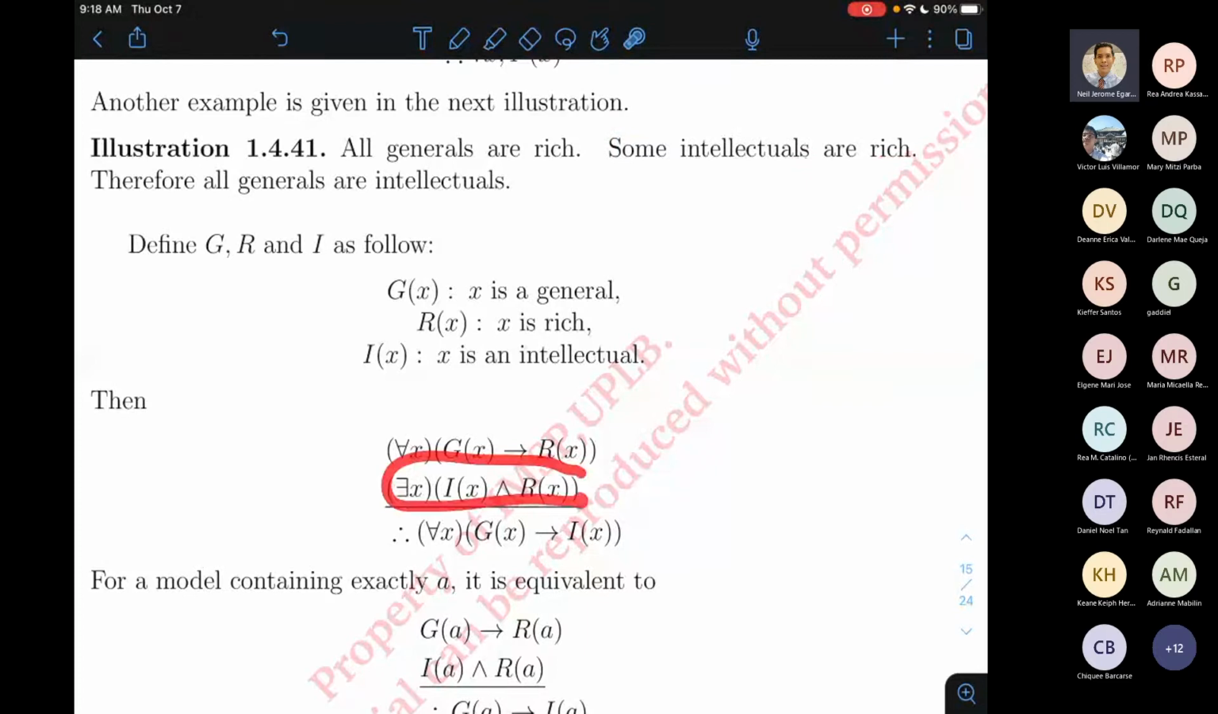So there exists an x such that I of x and R of x. Therefore, all generals are intellectual. So, ang gustong sabihin nung conclusion, kapag ka general ka, intellectual ka daw automatically. So that means for all persons x, being a general is sufficient to conclude being an intellectual. Okay? So, ito yung argument. Tingnan natin kung siya ay valid.